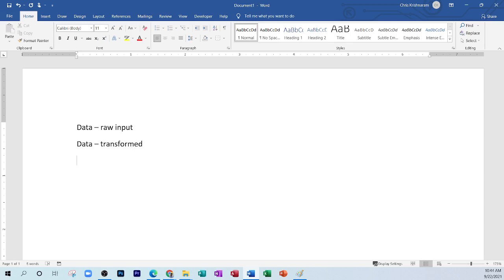Anyone else? I have data is a collection of values. Those values can be characters, numbers, or any other data type. I didn't hear that clearly, Fazil. I have data is a collection of values. Those values can be characters, numbers, or any other data type. Okay, a collection of characters.